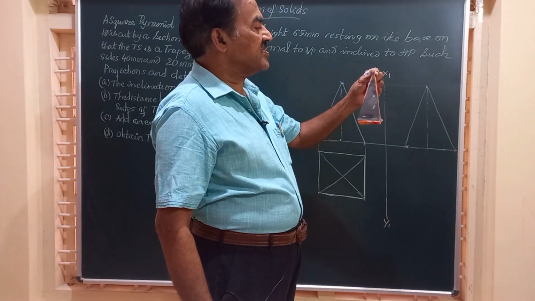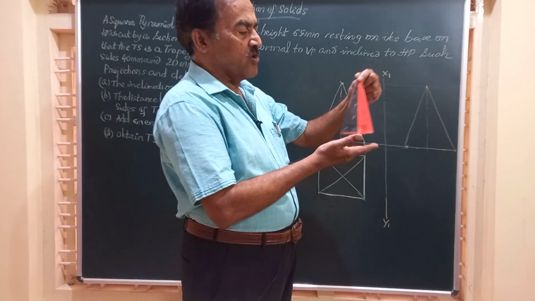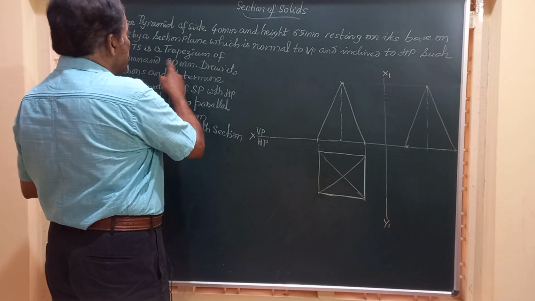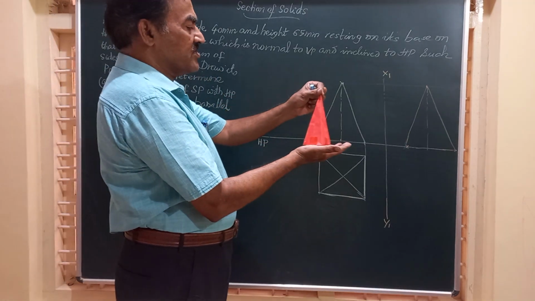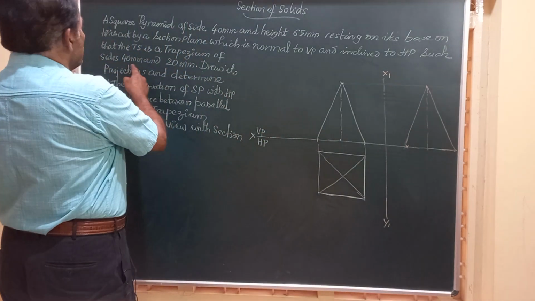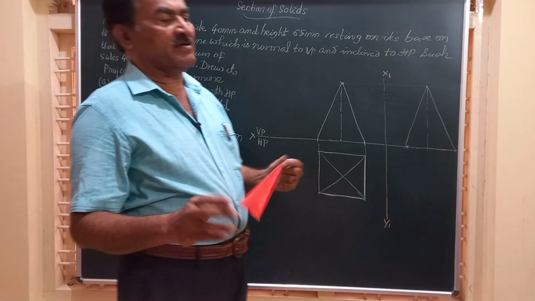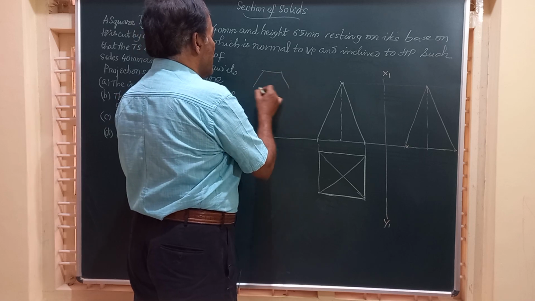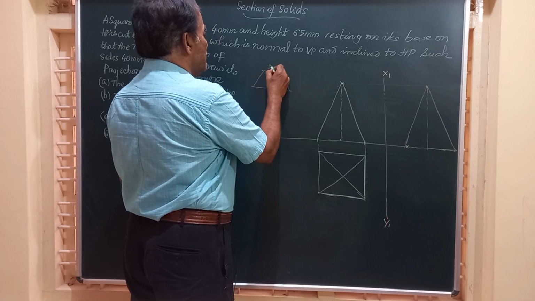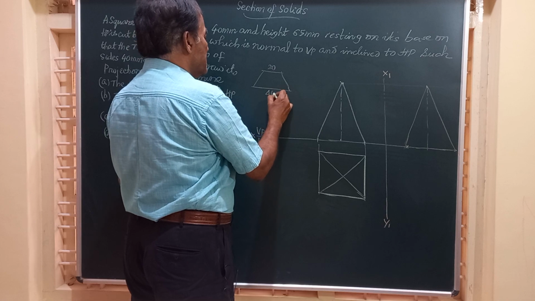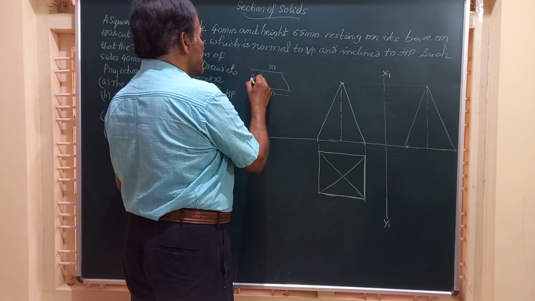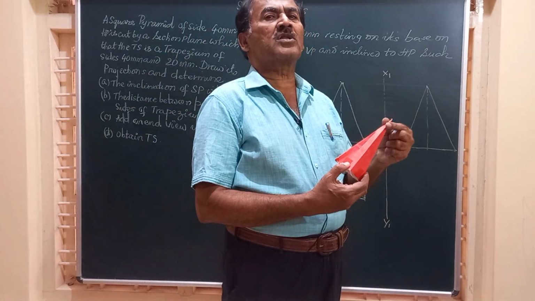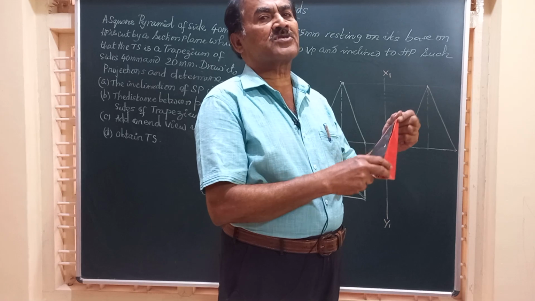For example, friends, here they have not specified how the object is to be placed, but it is said if you are cutting it when it is placed on HP on its base, the true shape should become a trapezium. Friends, for your kind information, a trapezium is a figure which will have parallel sides. One side will measure 20, the other will measure 40, and they have not given the distance between these two. Now friends, let us take one or two simple cases of this square pyramid.